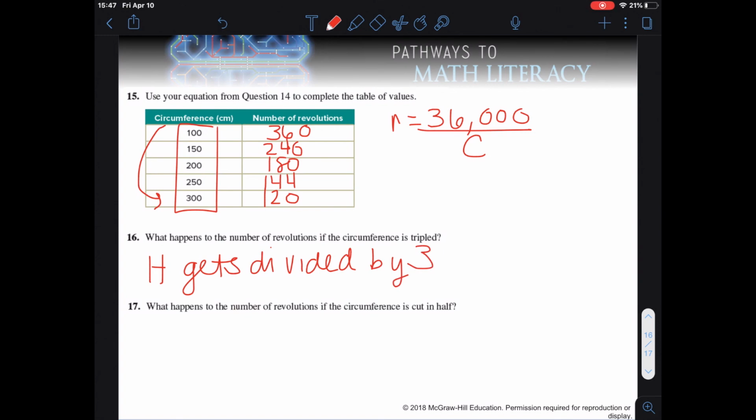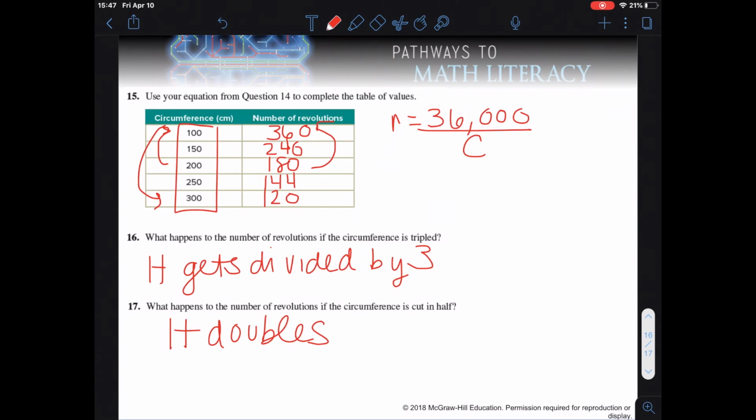When the circumference is cut in half to go from 200 to 100, the number of revolutions is going to double. So it has the opposite effect. So these are those key differences between direct variation and inverse variation.